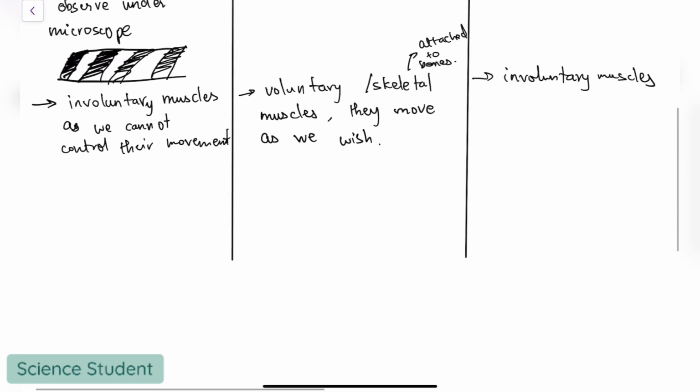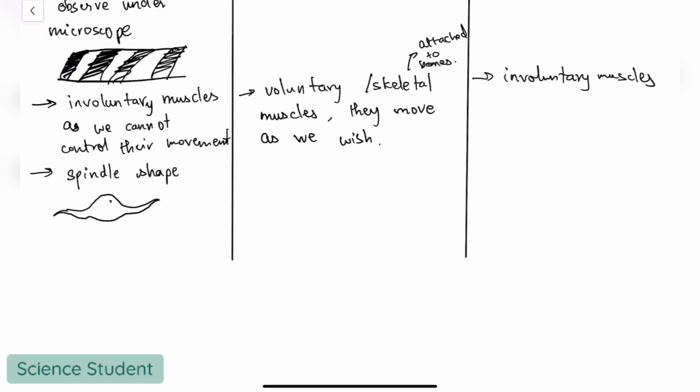Now the cells of smooth muscles are spindle shaped, that is pointed at the end and thickened at the center, like this. This spindle shape is uninucleate, which means a single nucleus is present in them.